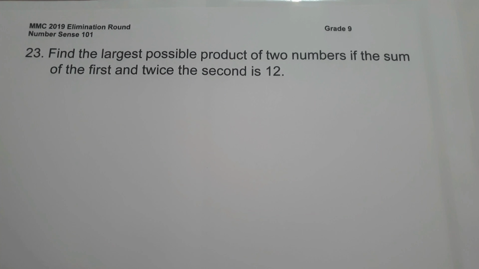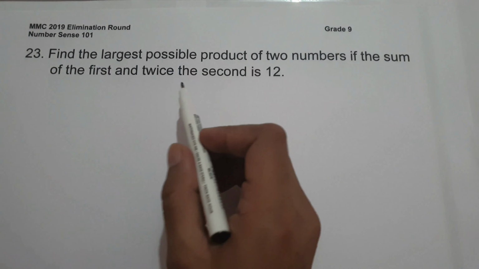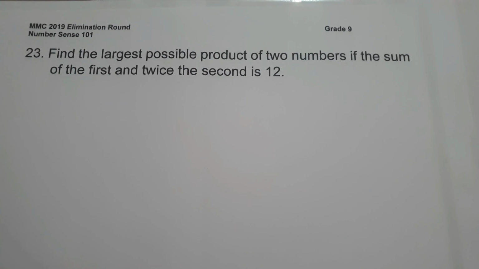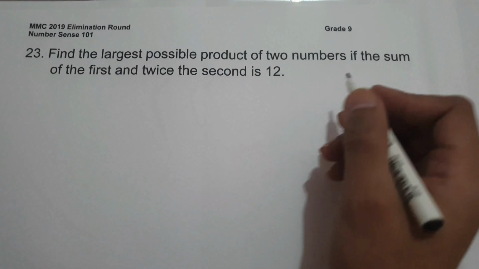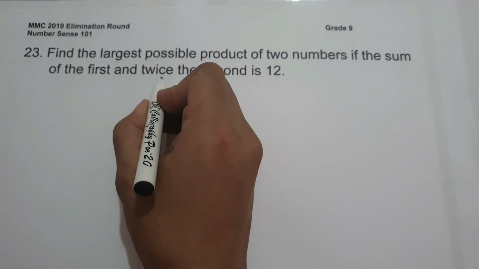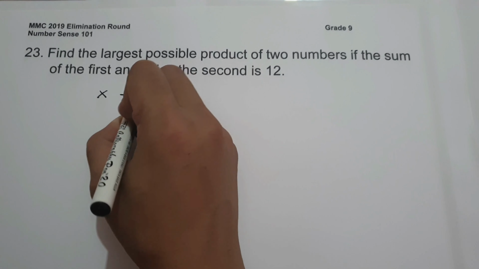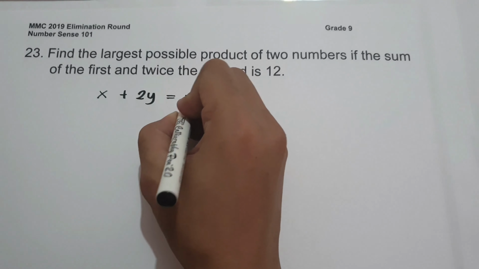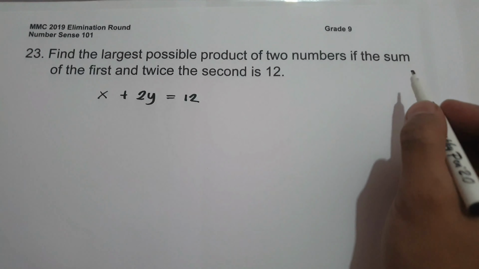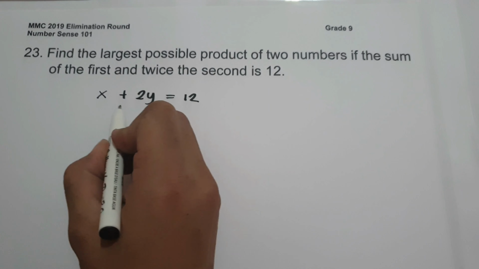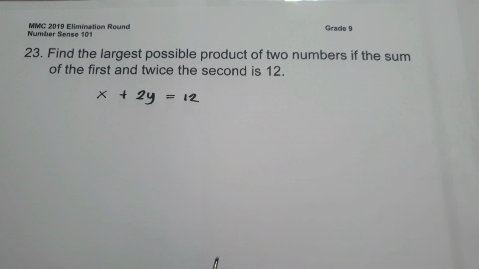On number 23, find the largest possible product of two numbers if the sum of the first and twice the second is 12. So how can we answer this question? Let us have the sum of the first and twice the second is 12, and that will be x plus 2y equals 12. So the first number will be x and the second number will be y, and that is x plus 2y equals 12.